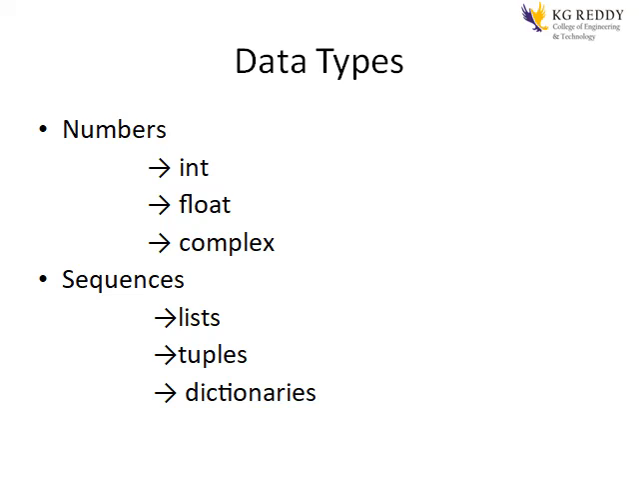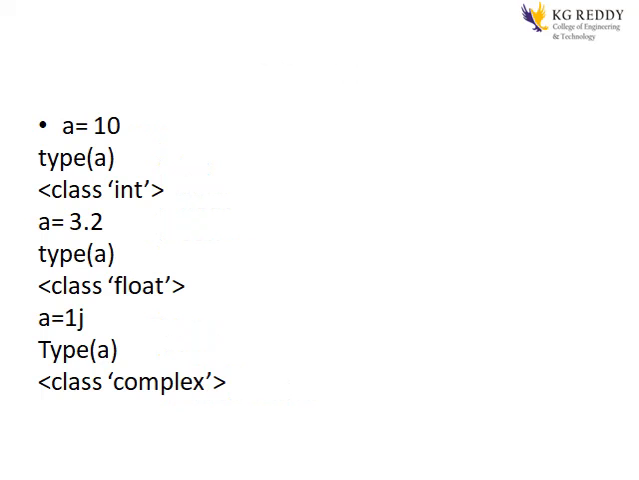Coming to data types, these are the very basic data types of Python programming. Int, float and complex come under the type numbers, and we have sequences which are lists, tuples and dictionaries. So in the subsequent lectures, I will be starting with data types, and I will be showing you some more examples and practical examples on screen. Meanwhile, let us look at the method type.